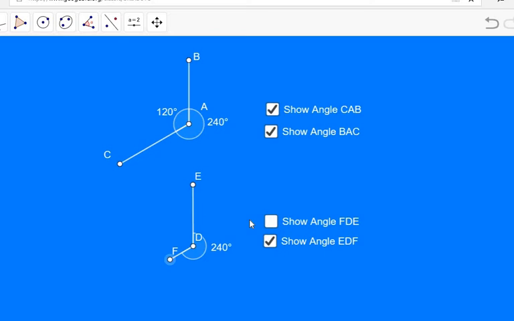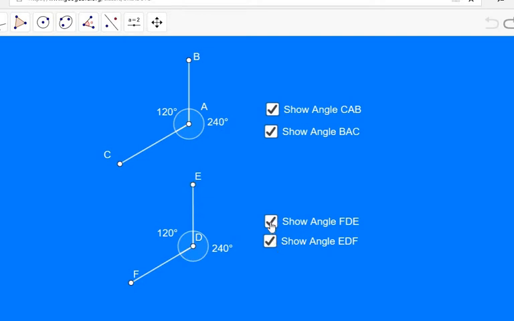Okay, just because I've moved that F closer doesn't actually change that missing angle. That missing angle is still going to be 120 degrees because we know the angles around a point always add up to 360 degrees, no matter where that point may be. Let's go back to the start. Here we are, 240 plus 120 gives me 360.